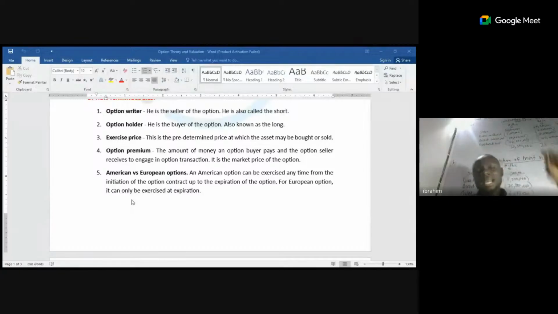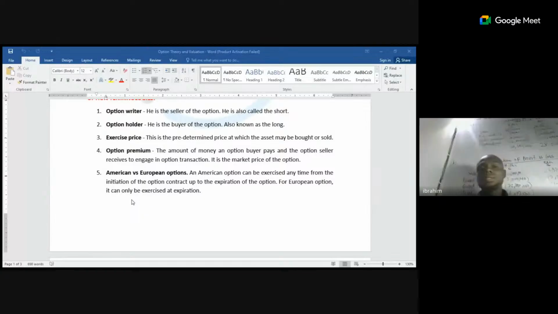Class, you can exercise anytime from the date you initiate the option up to the date of maturity. You can decide to sell before that December. Class, that is American option. However, European options can only be exercised at the expiration, at the maturity. And that is what we practice in Nigeria. European style option.